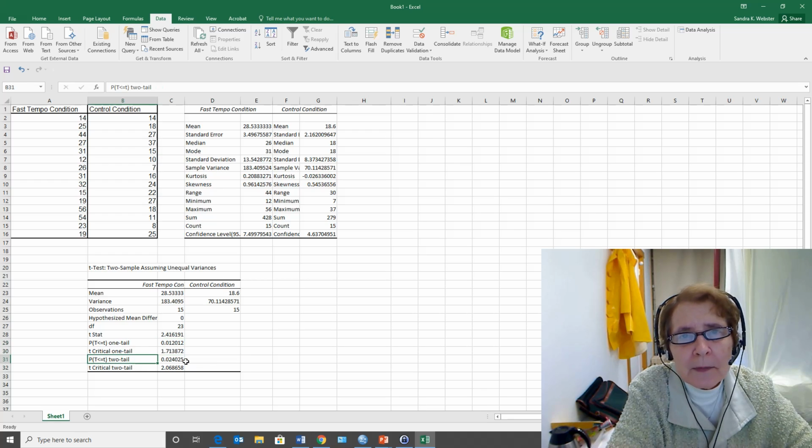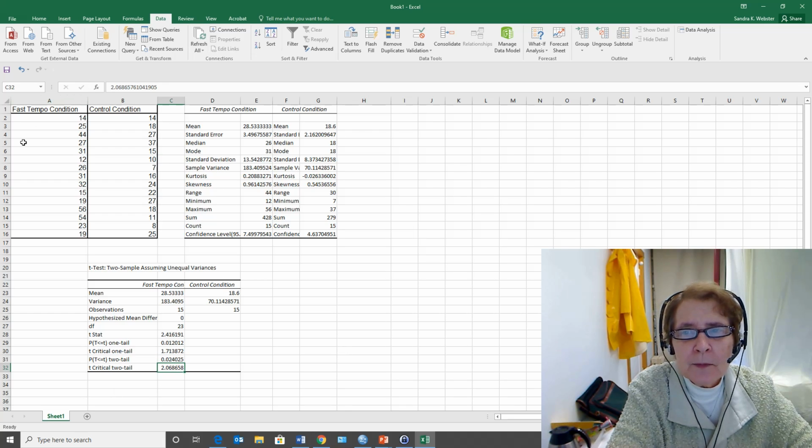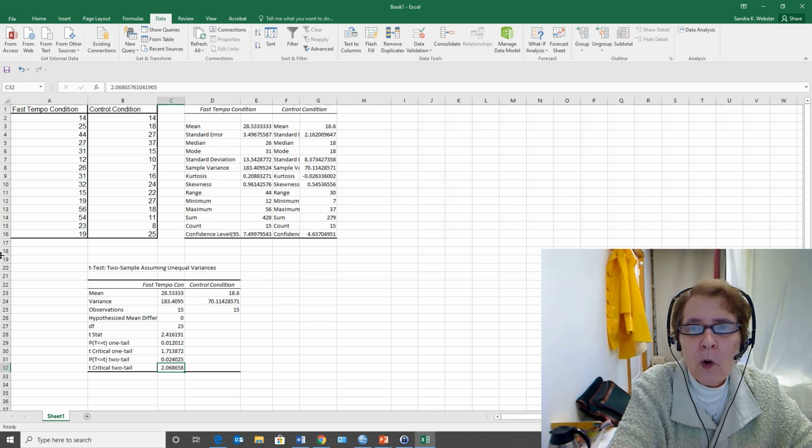Suppose you got the opposite of what you predicted. You'd need to use a two-tailed test. Or if your original alternative hypothesis was two-tailed, then here's your P for two-tailed hypothesis and the critical value for two-tailed hypothesis. So basically, that's how you calculate a t-test for independent samples with Excel.